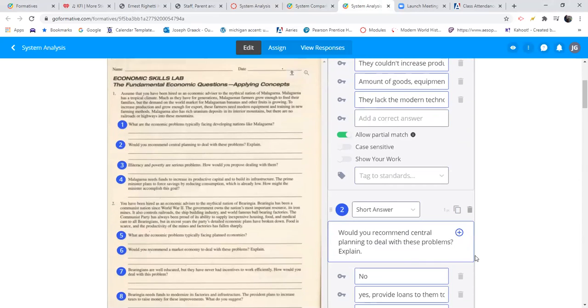The second one is going to be similar to a communist nation that comes into being after World War II, maybe something similar to China.